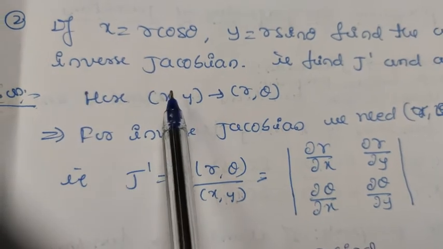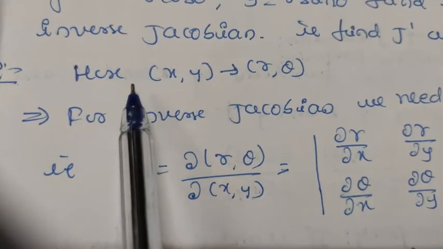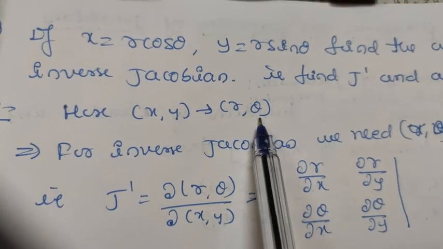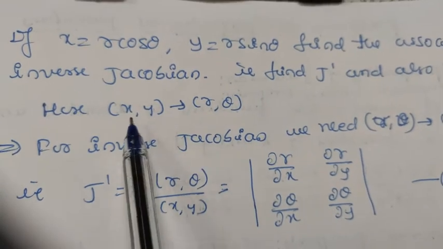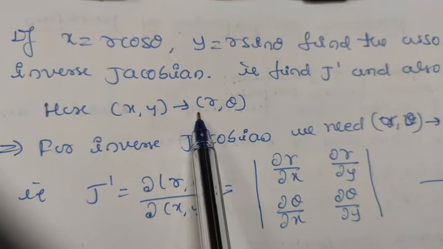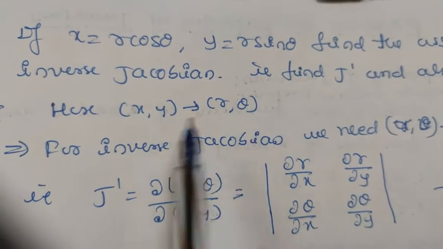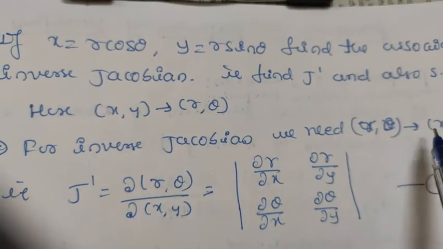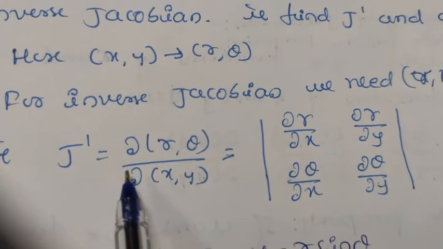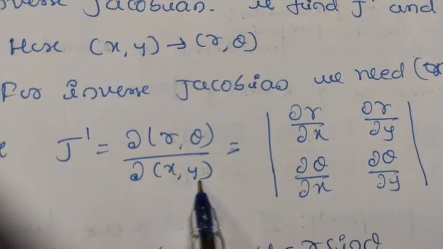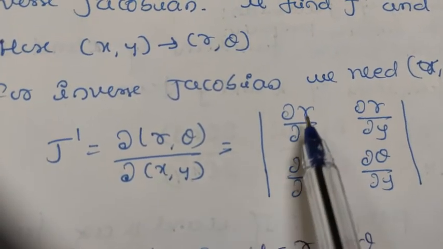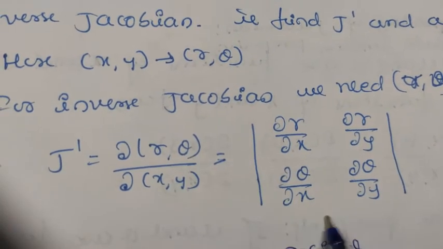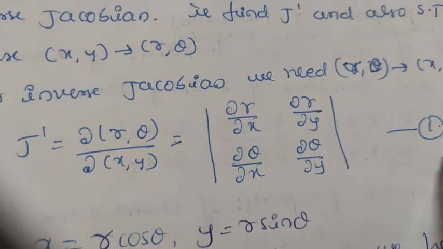this example comes under the second property. Here x and y are in terms of r and θ, and it is asked to find the Jacobian J of (x,y) with respect to (r,θ). For the inverse Jacobian we need r, θ in terms of x, y. So J' is equal to ∂(r,θ)/∂(x,y), and it is equal to the determinant of ∂r/∂x, ∂r/∂y, and ∂θ/∂x, ∂θ/∂y. Take this as equation number 1.